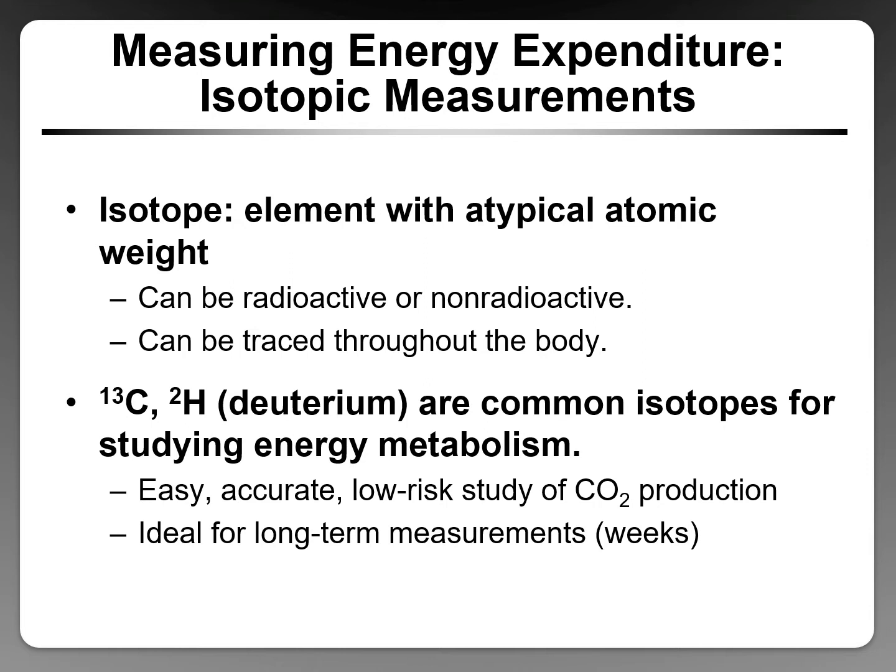Our isotopes can be radioactive or non-radioactive. We tend to try to play with the non-radioactive ones in exercise physiology, but the cool thing is we can trace these throughout the body. So as I've mentioned before, we can use carbon-13, or we can use hydrogen-2, also known as deuterium. These are the most common isotopes, and this will create heavy water. So the H2 of the H2O is really 2 on the hydrogens as well. This allows us to study energy metabolism.